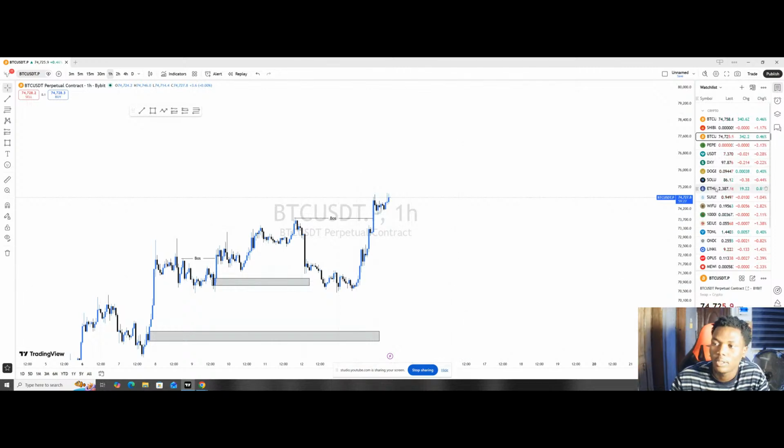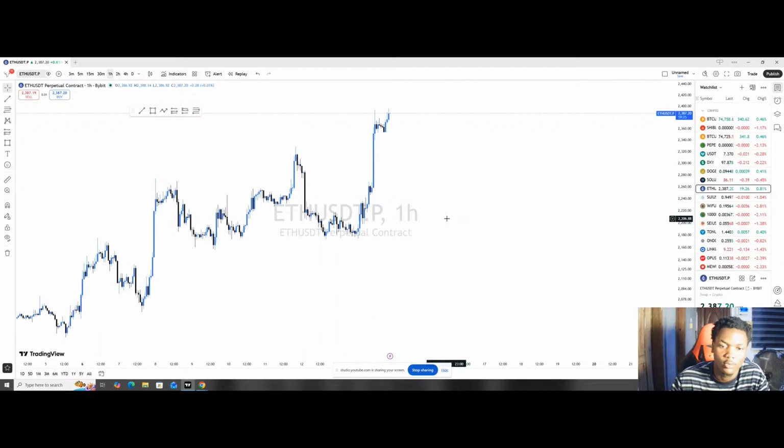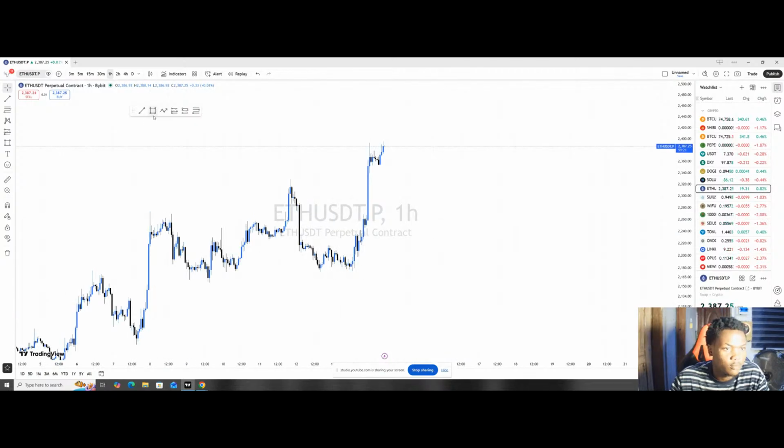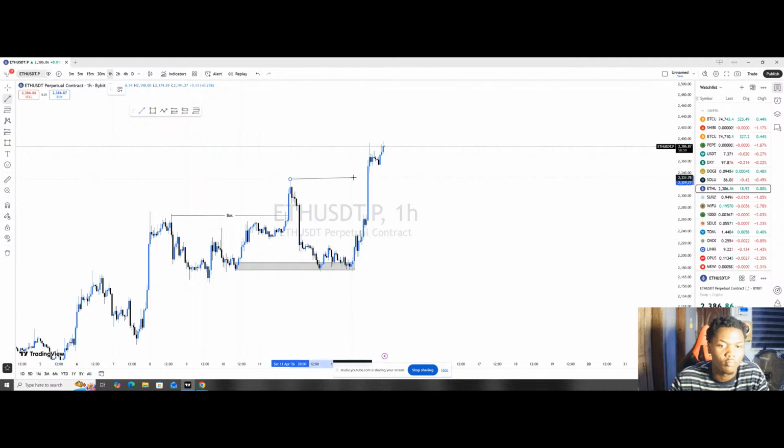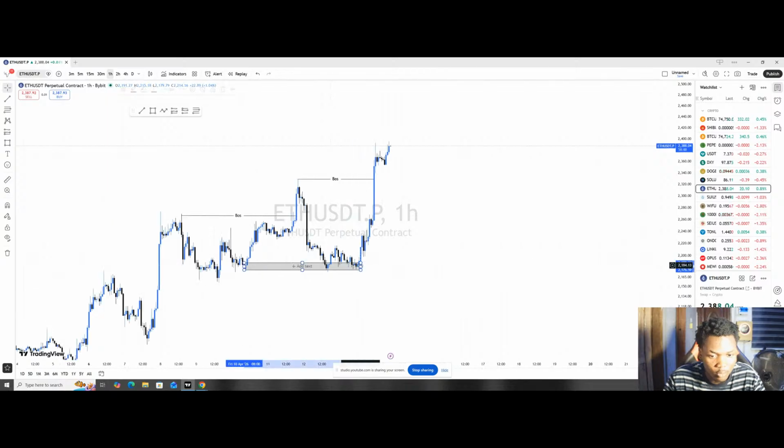So let me check Ethereum. For Ethereum, it is actually looking like BTC. Price reacted from here. We have a break of structure, another break of structure also, another break of structure also. So we're looking at Ethereum to at least come to this level.